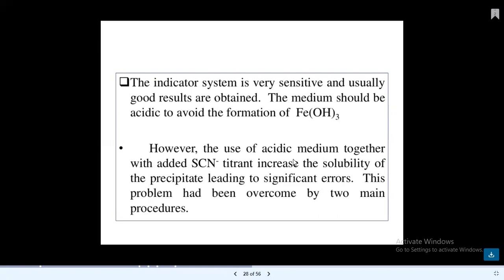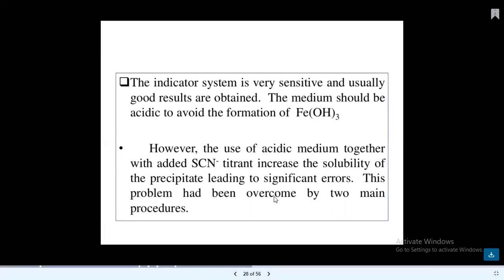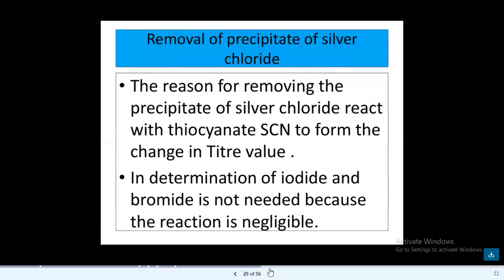However, the use of acidic medium together with added thiocyanate titrant increases the solubility of the precipitates, leading to significant error sometimes in acidic media. That is why we remove the AgCl from the reaction. Okay. This problem has been overcome by two main procedures. Yes, which are the two main procedures?